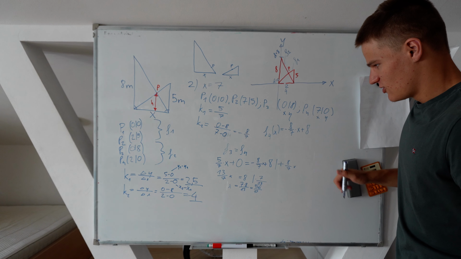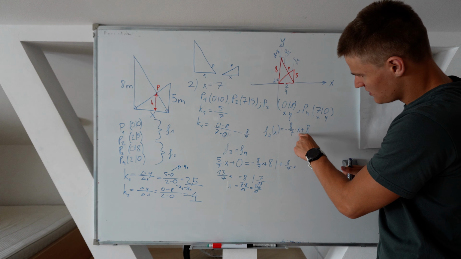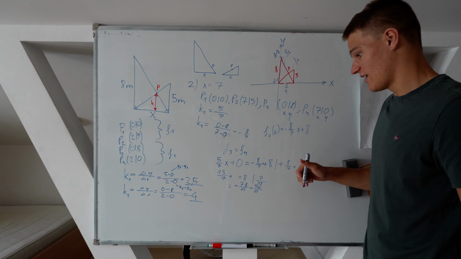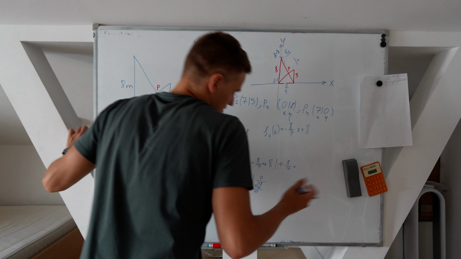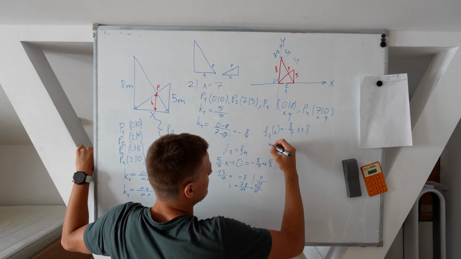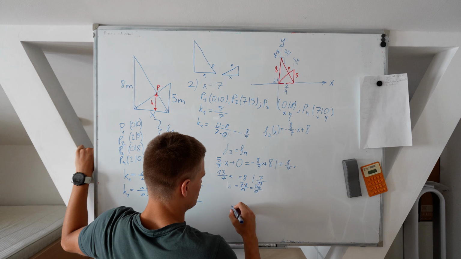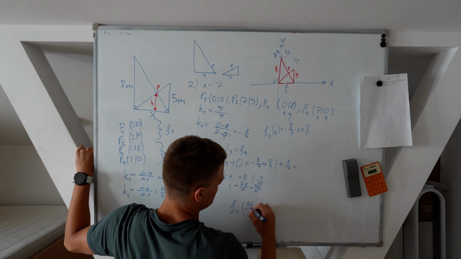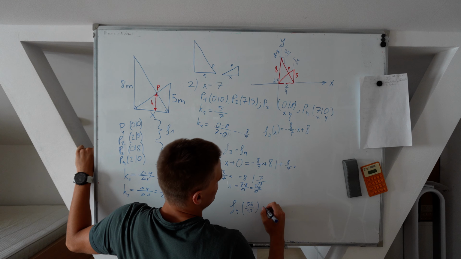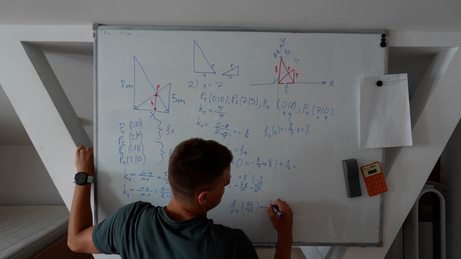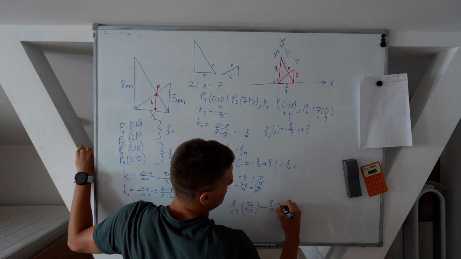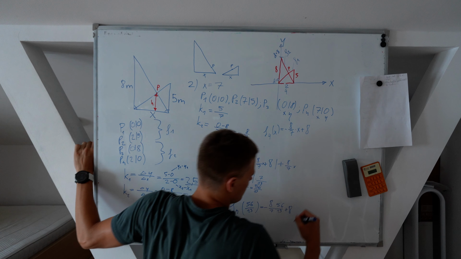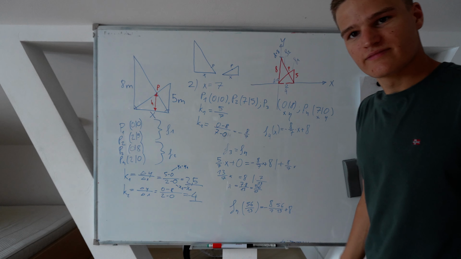And if I were to go ahead and plug in 56 over 13 for this x, what do you guys think is going to come out? Well, I know what's going to come out. It's going to be 3.0 something. So let's just put it down here. F4 of 56 over 13 is minus 8 over 7 times 56 over 13 plus 8. Good. And here we go.